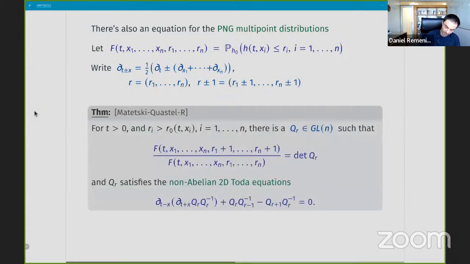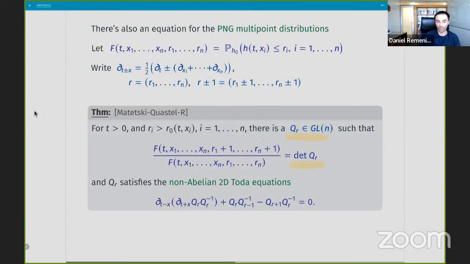And here is the multipoint version. It's a little bit more complicated. One way to state it is to say that there's a matrix Q. This is a matrix valued function, which is invertible, which does two things. Number one, if you compute the determinant of this matrix Q, you get this ratio of the Fs. And number two, Q satisfies something called the non-abelian 2D Toda equations, which is this relatively complicated equation written on the bottom.